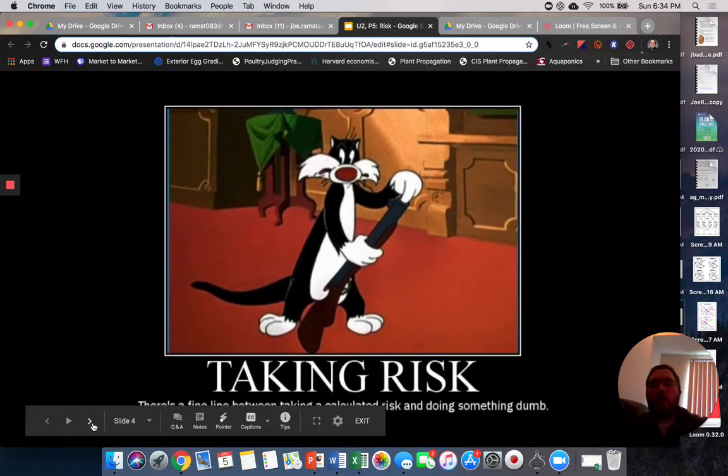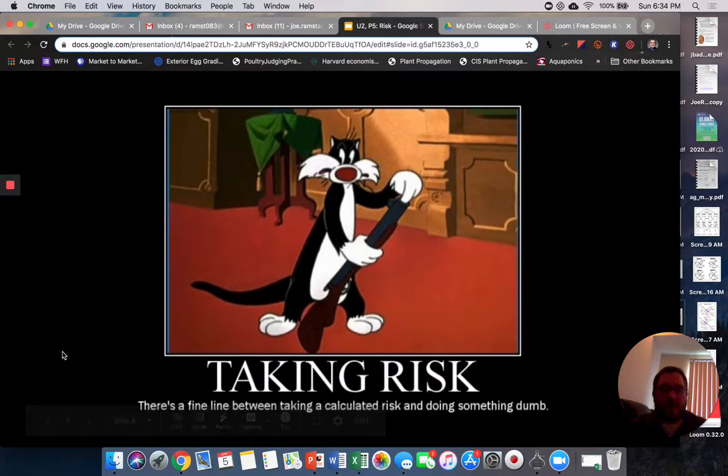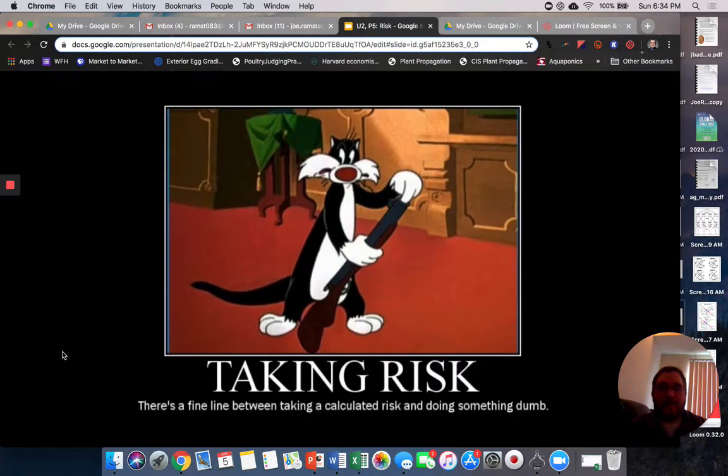Okay, so I'm going to start us off with a little bit of a comic that I found on the internet. Okay, so taking risk. There's a fine line between taking a calculated risk and doing something dumb. Now, if I go to a restaurant and I order a burger with a little bit of pink in the middle, that's what I would call taking a calculated risk, right? Obviously, there's a little bit of pink in the middle that heightens my potential to get a foodborne illness.